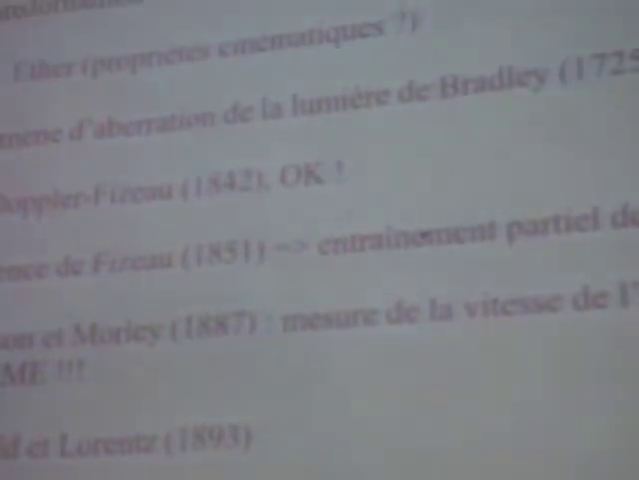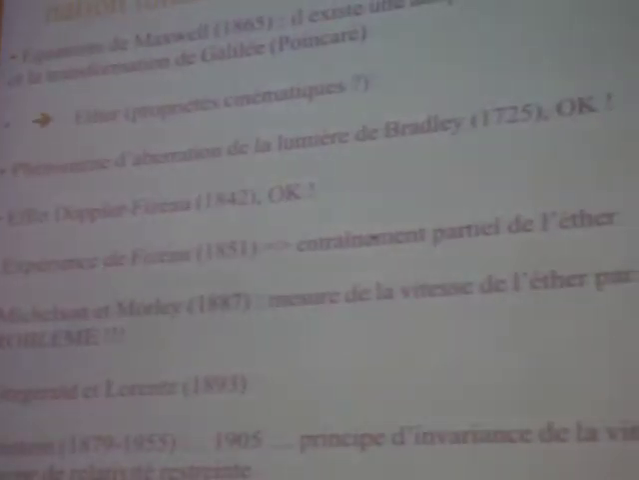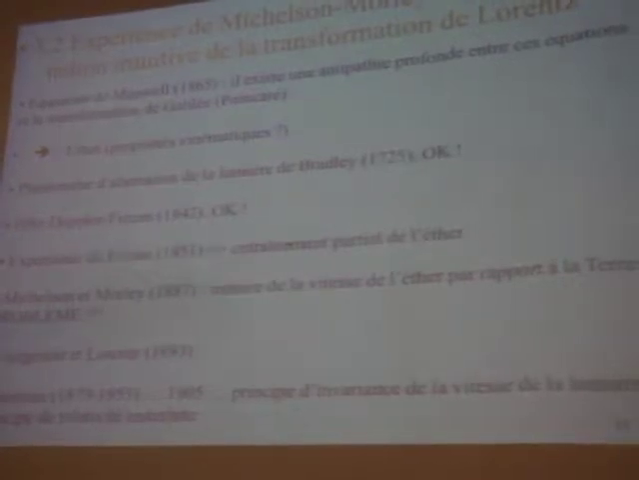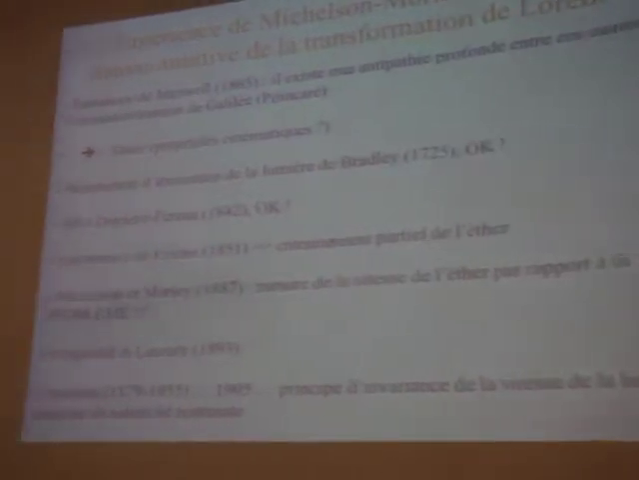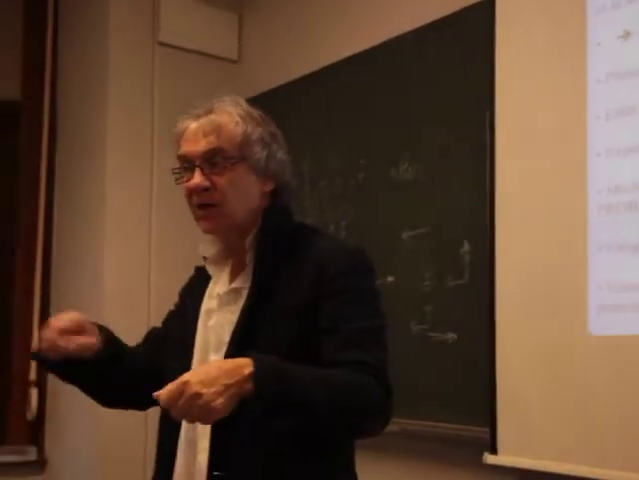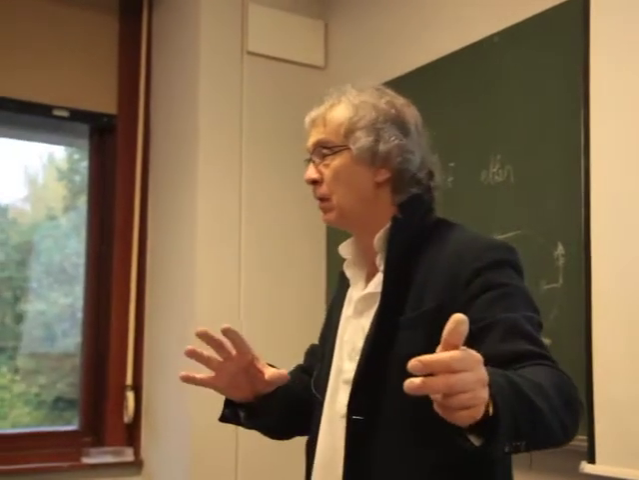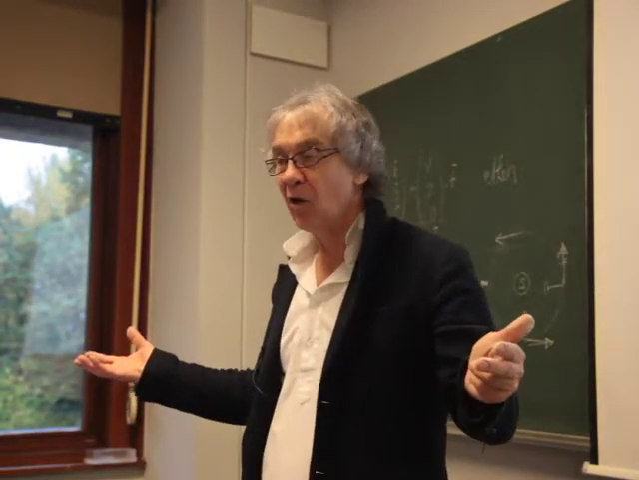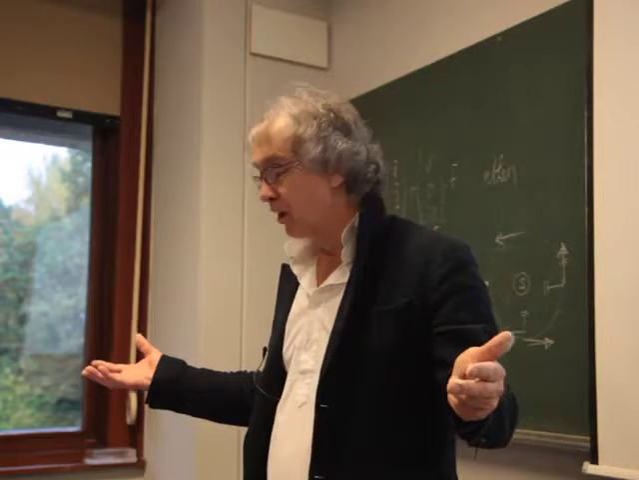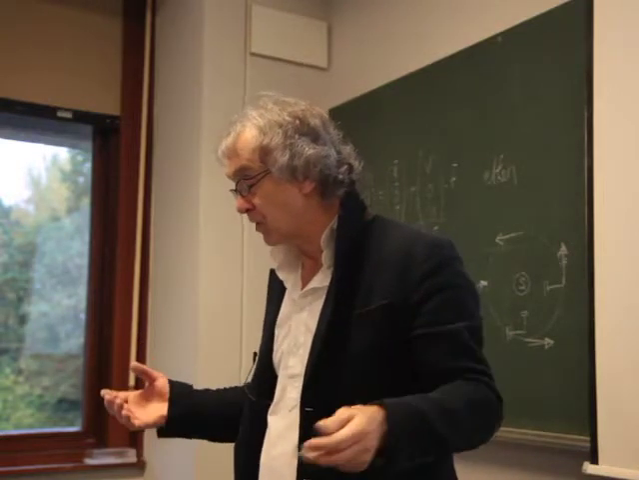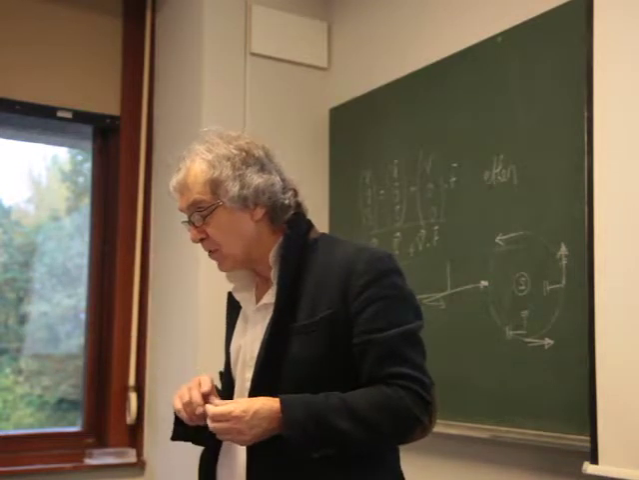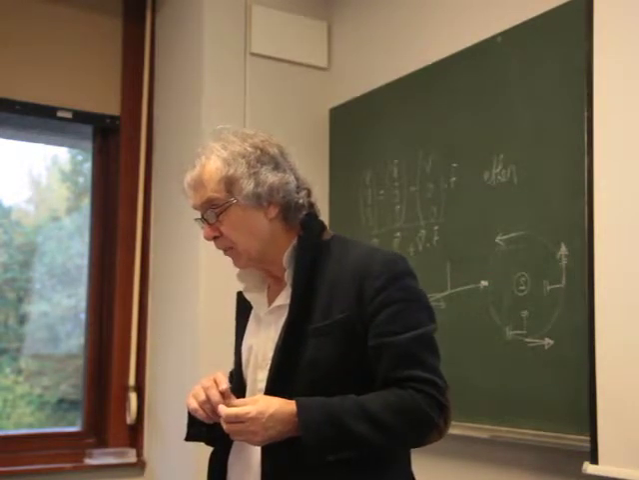Okay, now already in 1865, Poincaré said there is some deep antipathy between the equations of Maxwell and the Galilean transformations that I just brought before. Because if you try to use the Galilean transformation to write the equations of Maxwell from one system to the other, you see that you're getting ugly equations, very, very unnatural. So Poincaré already realized that something strange was going on.